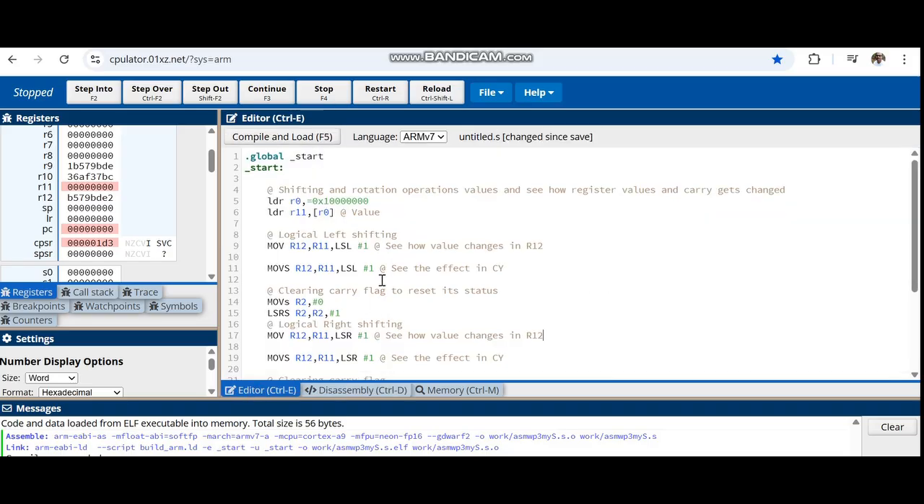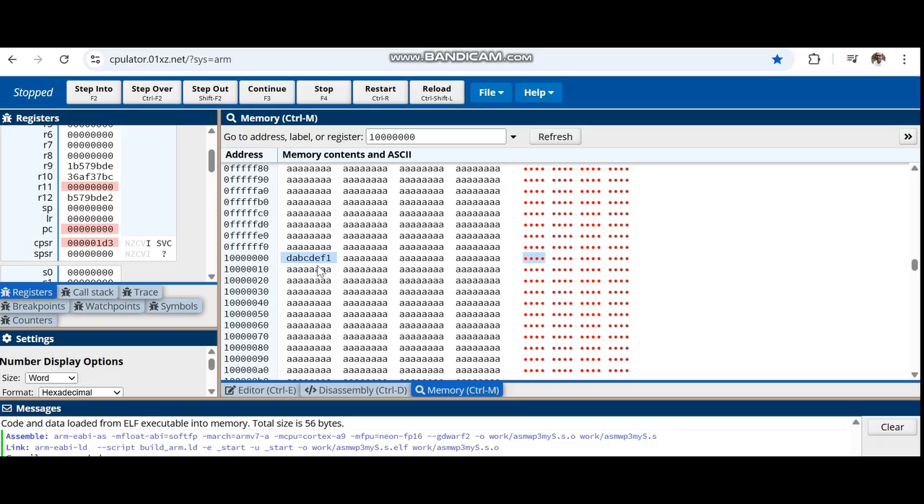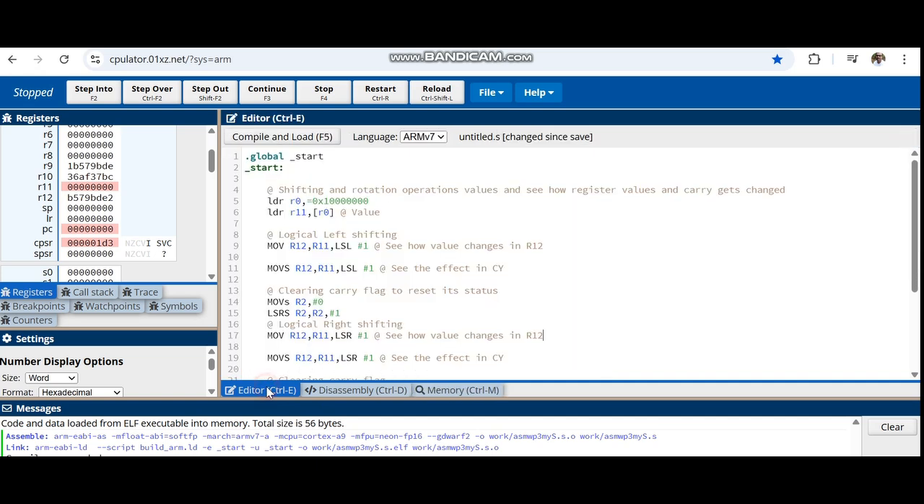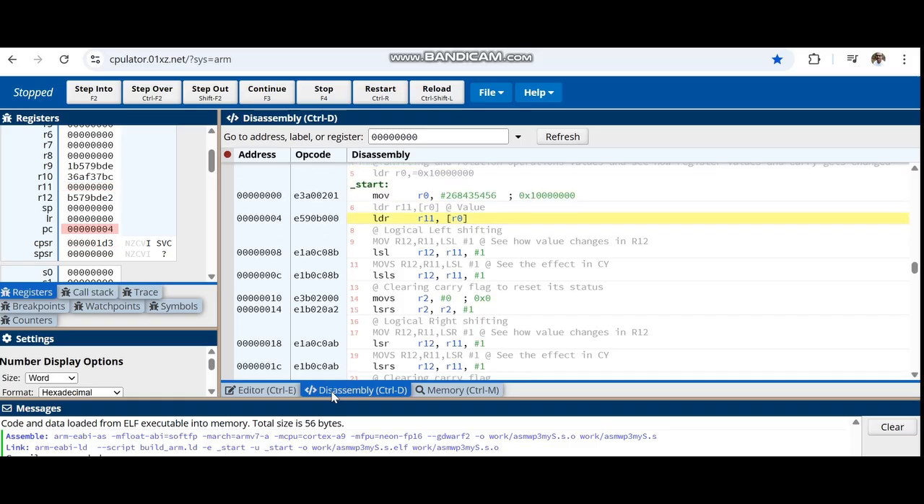So the first line corresponds to loading R0 with the value 1 followed by 7 zeros and then loading R11 with the value pointed to by the address, this one. So in 1 followed by 7 zeros we have DABCDEF1. So R11 will be loaded with that value. So let me just show that. So now R11 is having DABCDEF1.